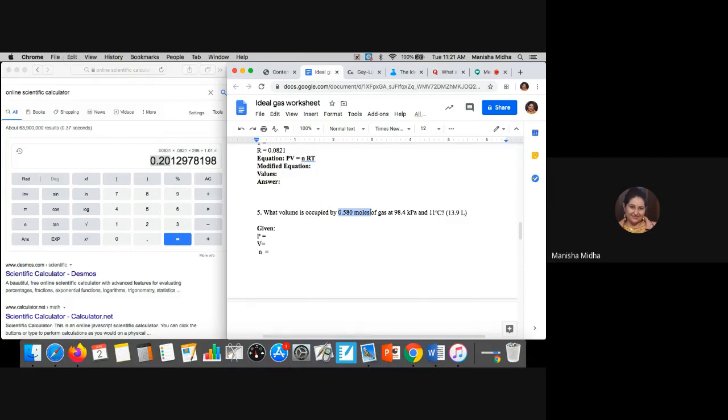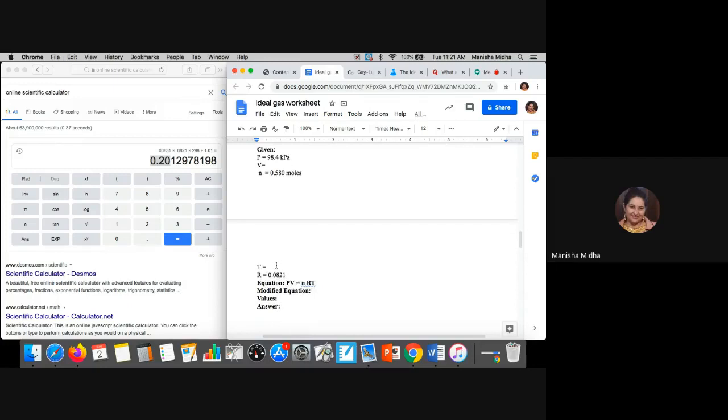So moles are given 0.5. So for moles, I'm going to copy and paste it down here. Pressure is 98.4 kPa. I'm going to copy and paste it down for the pressure. And temperature is given as 11 degrees Celsius. That goes next to the temperature, which I have to add 273 to, to turn it into Kelvin. So 11 plus 273 gives us 284 Kelvin. You can do that in the calculator.